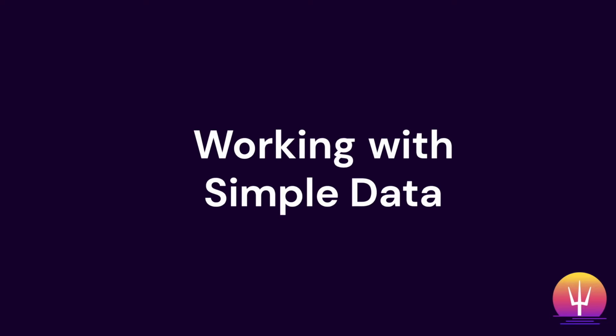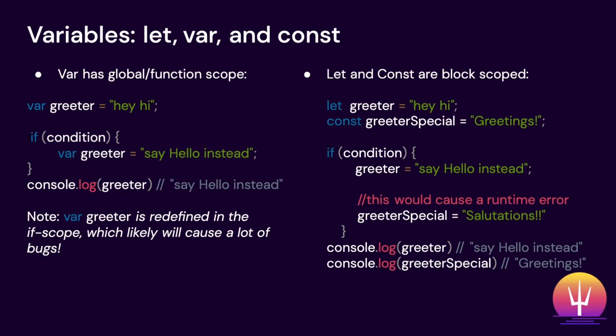So now we're going to be talking about working with simple data. The JavaScript keywords var, let, and const allow us to create variables for storing data values. The use of const allows us to define variables that cannot be reassigned, and the let keyword is used to define a variable with restricted scope.